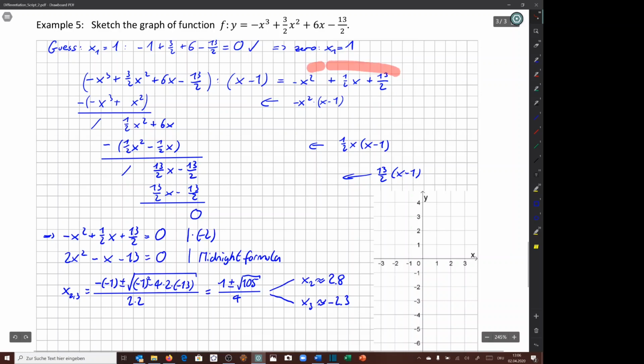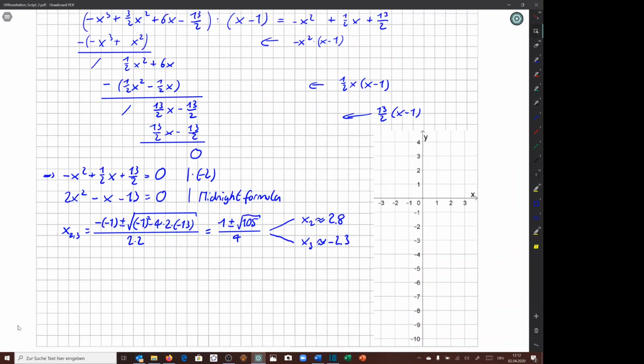So we have now to set this equal to 0. Let's multiply it by minus 2. We get this equation here. Trying some systematic guessing, we'll find out very quickly that there is no simple solution, so we have to use the midnight formula, and we find this expression for the 2 solutions. So we get the 2 solutions, 2.8 and minus 2.3. And so we have found 3 single zeros, namely at x equals 1, x equals 2.8, and x equals minus 2.3.